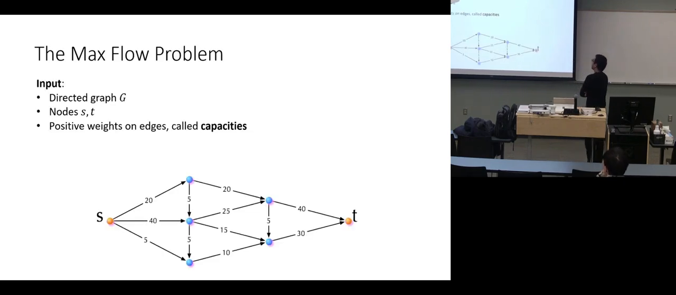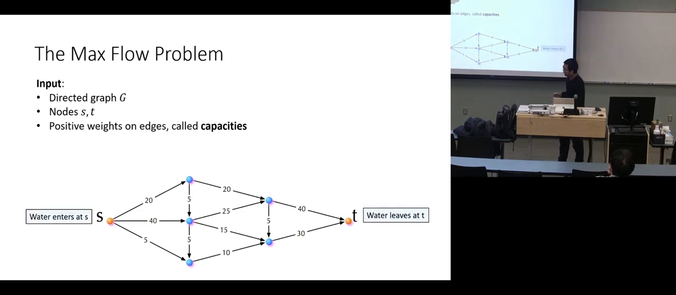So it's a graph problem where you are given a directed graph, so you have a directed edge between nodes. And then there are two special nodes, S and T. You think of S as a source and T as a sink. And on each edge, think of it as a pipe that you can send water through, and there's a capacity. This positive integer on each edge is the capacity of that pipe.